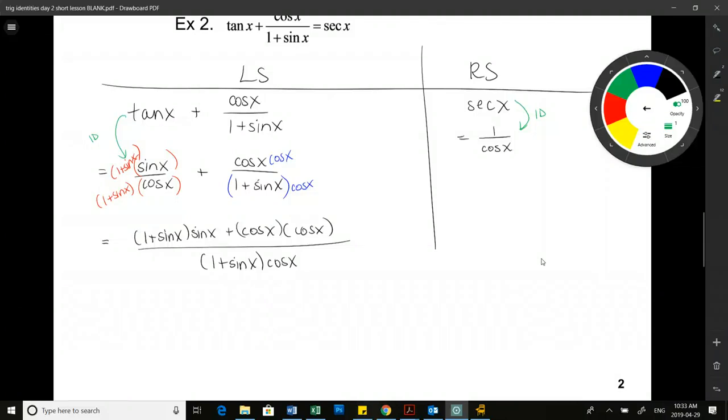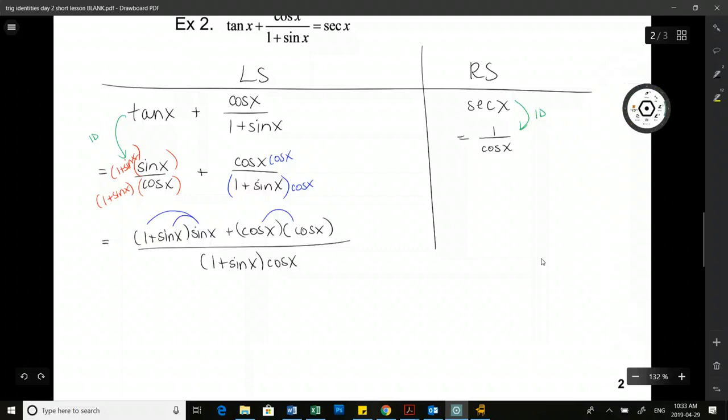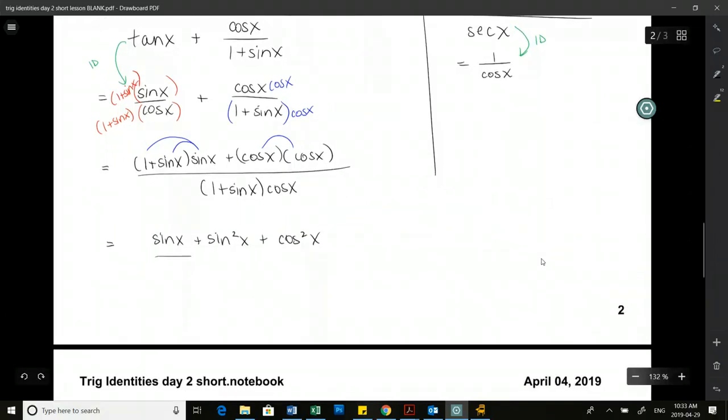So I'm going to bring that sine x in there, and I'm going to multiply these two cosines, and we'll see what we get on top and what we can do from there. So 1 times sine x is just sine x. Sine x times sine x is sine squared x. And cos x times cos x is cos squared x. The bottom I'm going to leave. It's already fully factored, so I don't think we need to expand that one. And I don't know that it's really going to help us to expand it either.